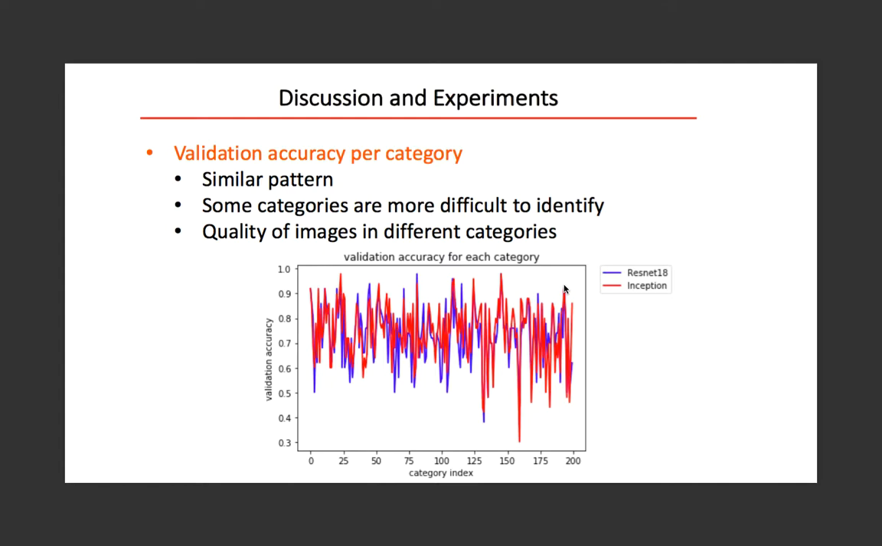As we can see, the pattern is quite similar; they are both good at identifying some categories. They both have high accuracy in identifying, for example, this category, and they both performed badly when identifying this category. So maybe the graph tells us that some categories are by nature more difficult to identify, and maybe the quality of the dataset differs across categories. So different networks have similar patterns.